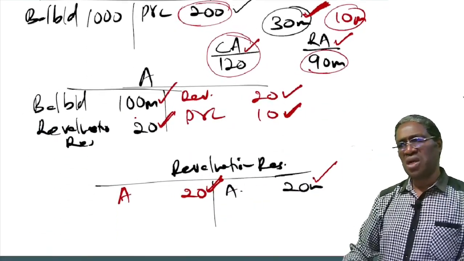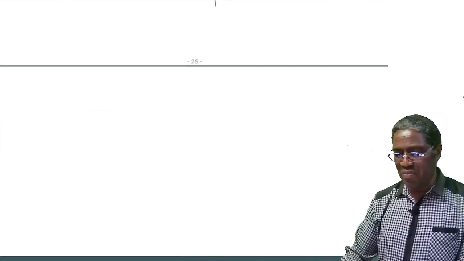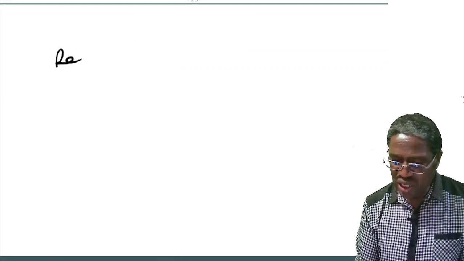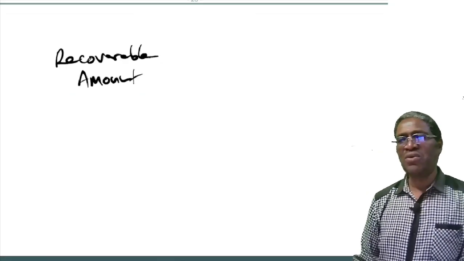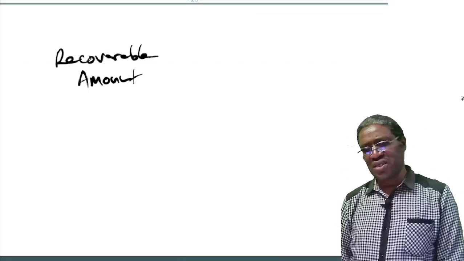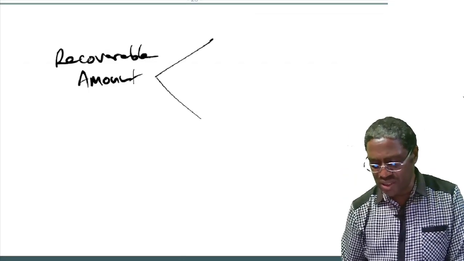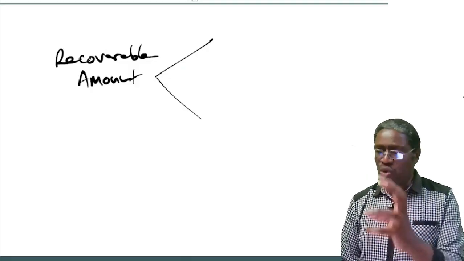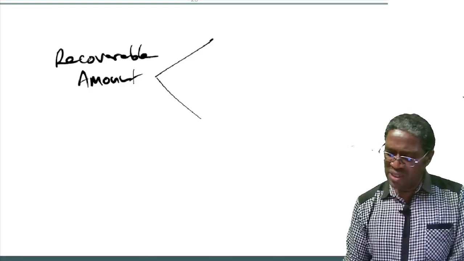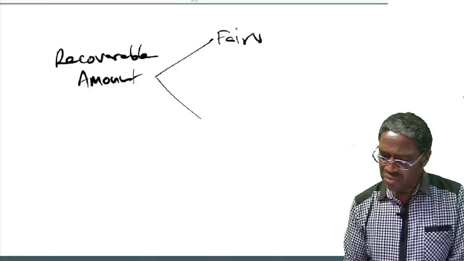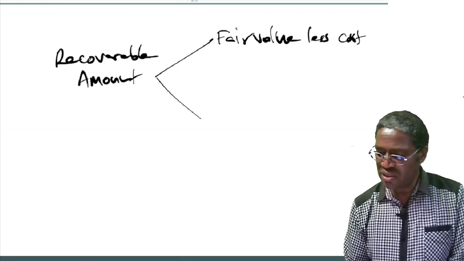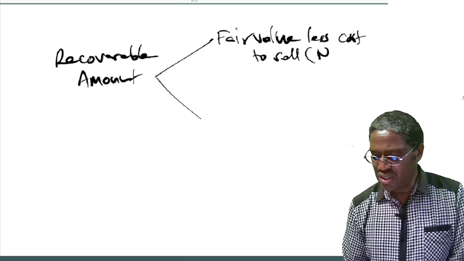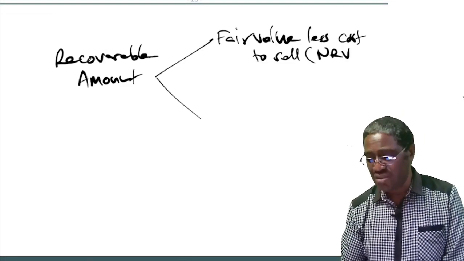So let me discuss how we calculate the recoverable amount of an asset. Now listen. To calculate the recoverable amount of any asset, you have to calculate two values for that asset. One of the values you compute is the amount we shall be calling the fair value less costs to sell. In simple terms, it is what we call the net realizable value.